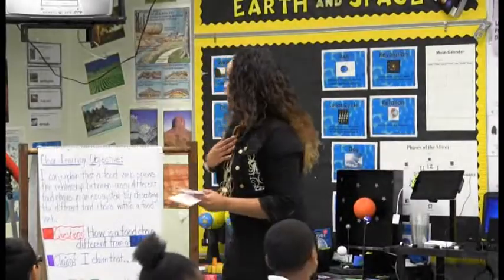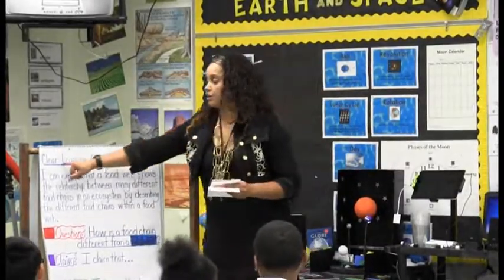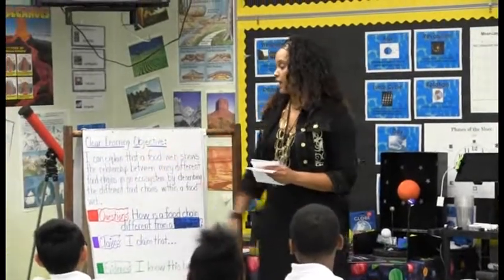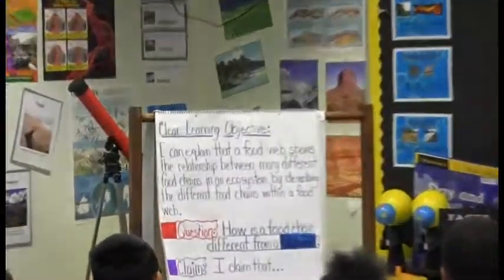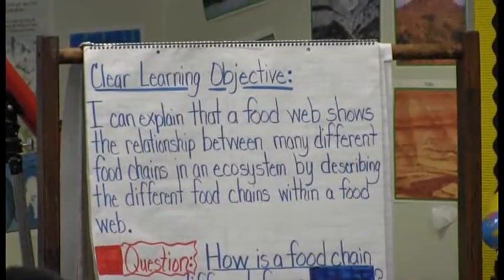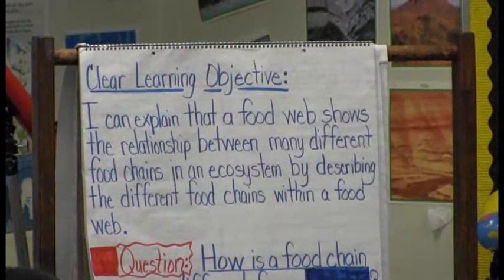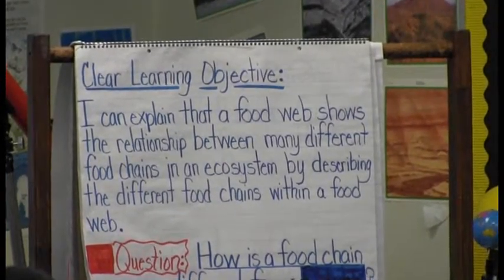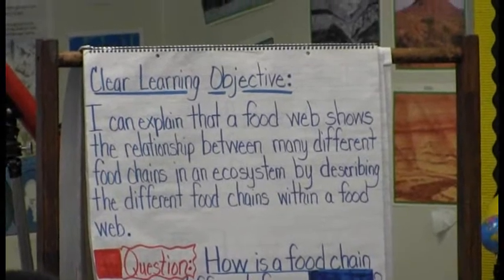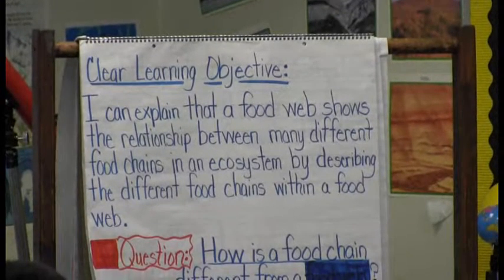Eyes on me. Eyes over here. Our clear learning objective is I can explain that a food web shows the relationship between many different food chains in an ecosystem by describing the different food chains within a food web.